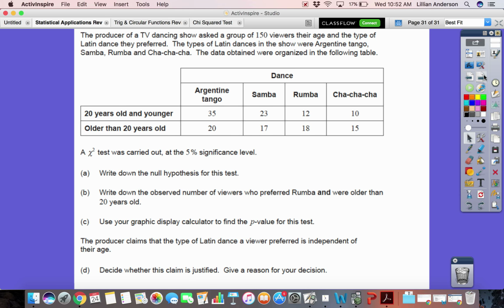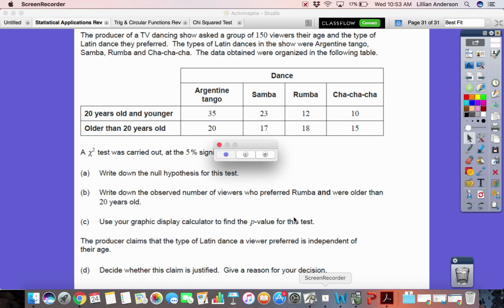Let's take a look at this one. Okay, I want you guys to pause the video. I want you guys to work this one out and then check your answers. When you're ready to check your answers, press play. So pause the video.